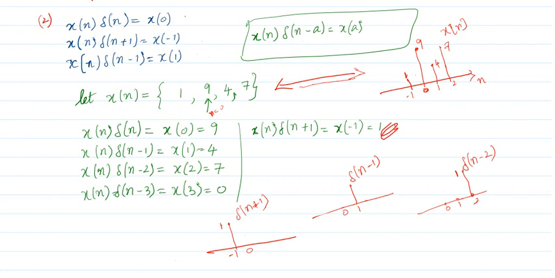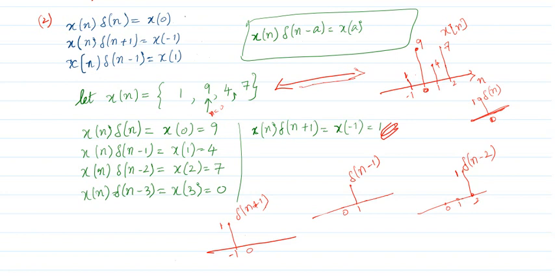Now, what I'm doing here is multiplying x of n with delta of n. I have already drawn delta of n, and I can repeat it here on the right side. This is my delta of n. At 0 it is 1. This is my x of n. If I multiply, what happens? Only at 0 it is 1, the remaining time it is not there. So 1 into 9, the answer is 9.